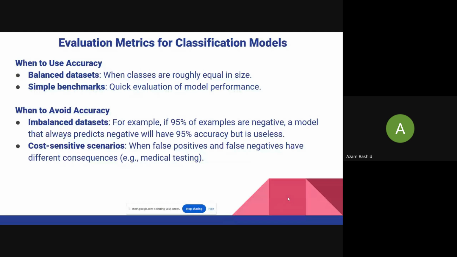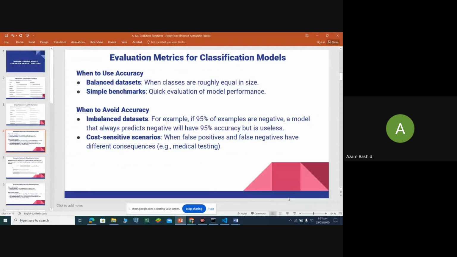Now, when to avoid accuracy: we avoid accuracy in imbalanced data sets. For example, we get 95% examples of negative values and we train our model. Our model gives me 95, 96% accuracy because all the values relate to one category and the accuracy level is too high. But when we give a positive value to our model, it also predicts negative, because the model is trained only on negative values.